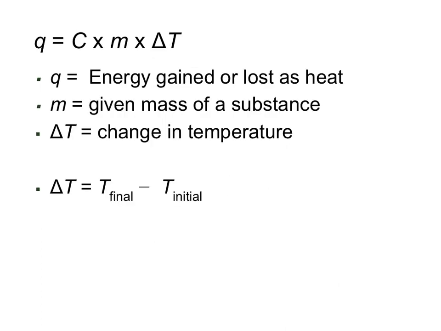To calculate specific heat, we use the equation Q equals C times M times delta T, in which Q is going to equal our energy gained or lost as heat, M equals our mass of the substance, and delta T equals our temperature change. To find our change in temperature, we simply take the final temperature and subtract the initial temperature.